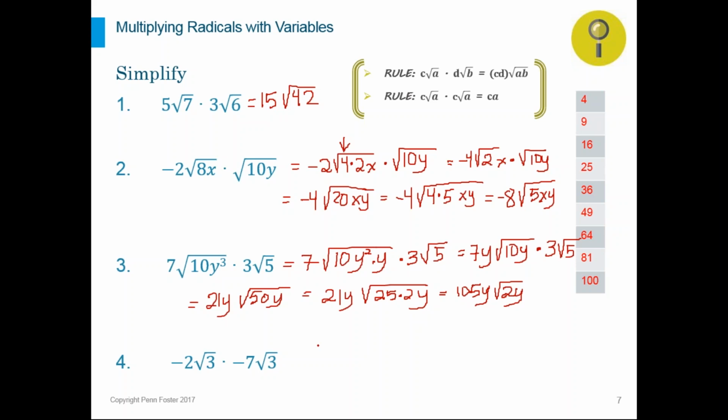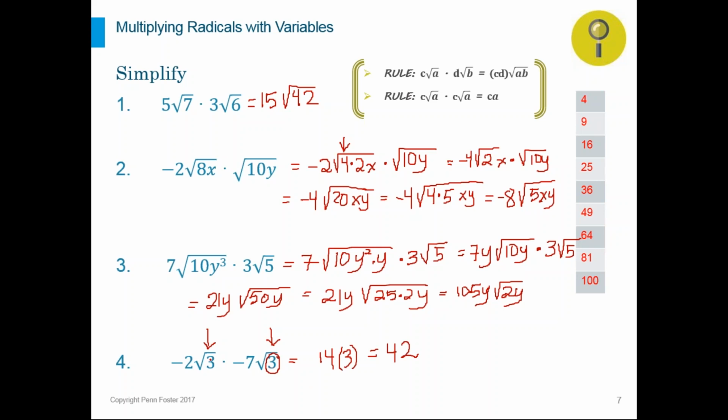Let's proceed to the last example on that slide. Negative 2 times the square root of 3 times negative 7, the square root of 3. What catches my eye is that this radical part and this radical part are identical. And the rule says when you multiply a radical times itself, your answer will be whatever is underneath the sign. So we're going to multiply negative 2 times negative 7. Negative times a negative is a positive, so it's going to be 14 times 3 equals 42.